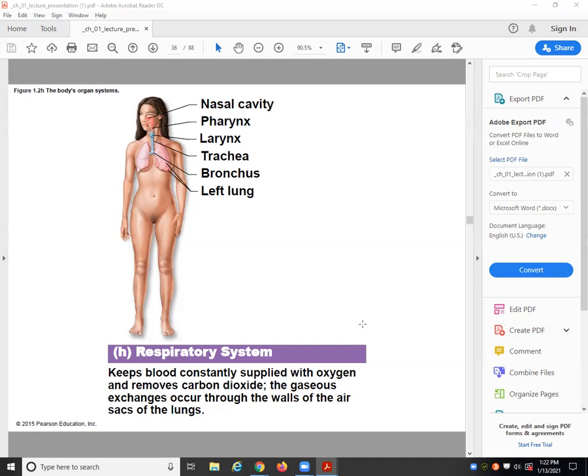All right, so here's the image. It shows you the nasal cavity, the pharynx, the larynx, trachea, bronchus, and where the left lung is.